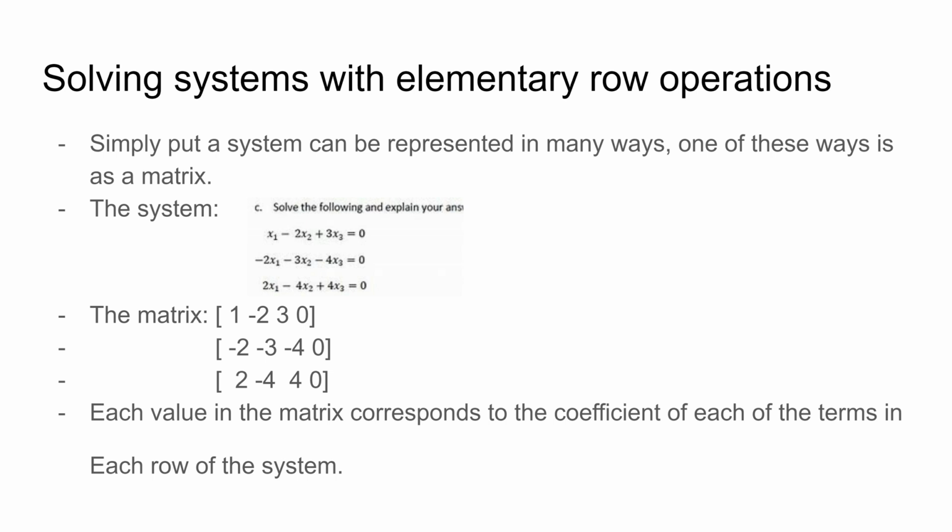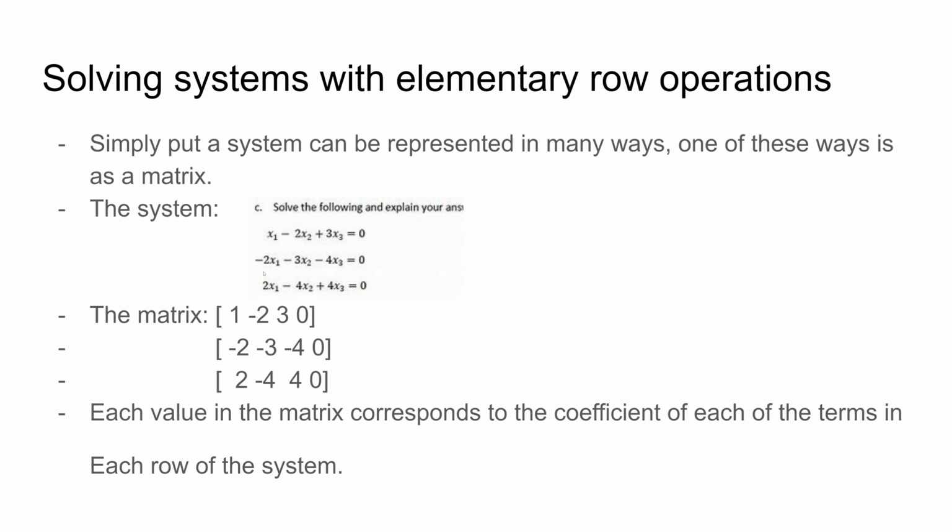If it's written in order x1, x2, x3 in each system, we take the coefficients, we put them in a matrix, and then we put the solutions to each system in each of the rows, and then we're going to simplify each row until we solve for the variable where it looks like 1, 1, 1 in each row.